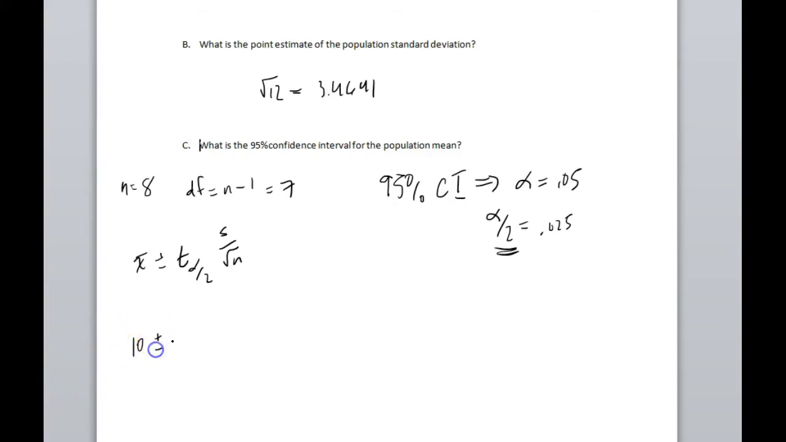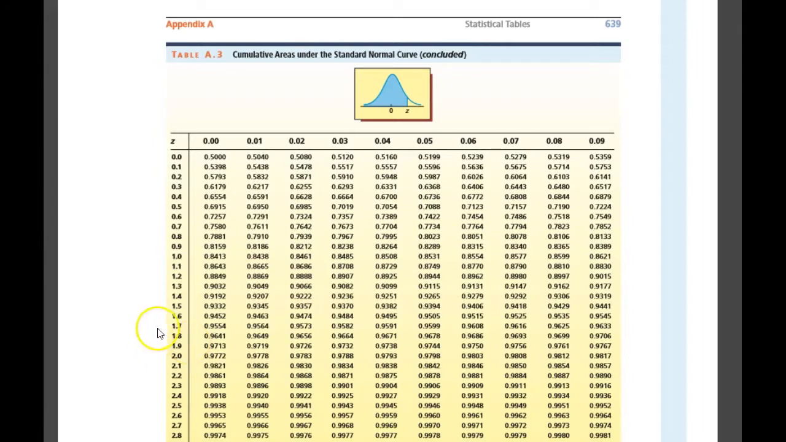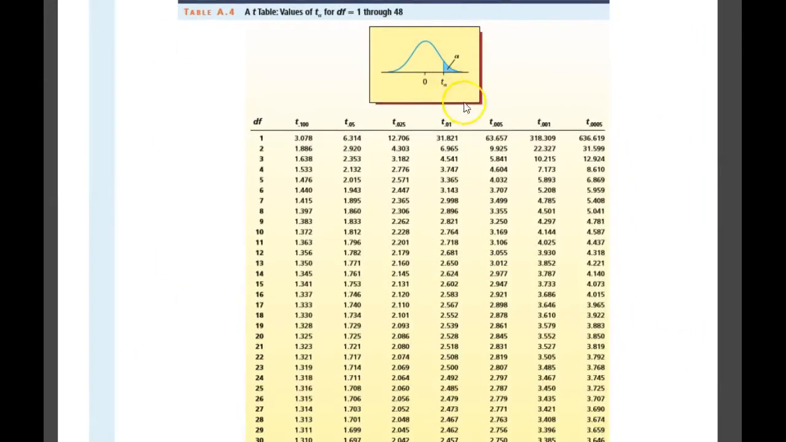That's going to be plus or minus this t of alpha half. So let's go find that. So t of alpha half, so it's going to be t of 0.025 with degrees of freedom of 7. So let's find the t table. Here is our t table. So first let's find the degrees of freedom of 7 and the t value of 0.025. So 0.025 is right here. Degrees of freedom 7. So the number that we get is 2.365.